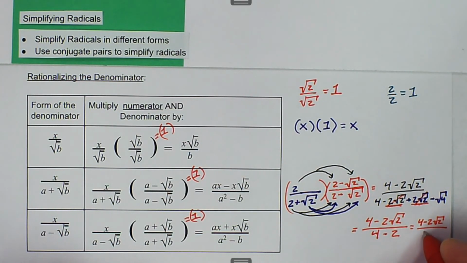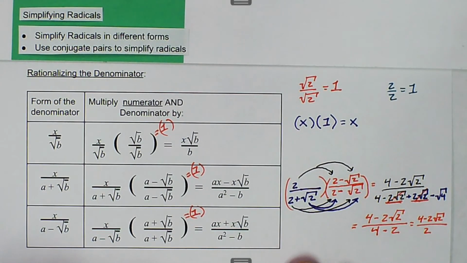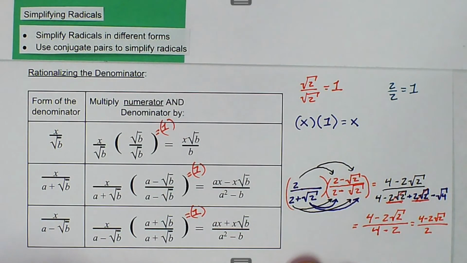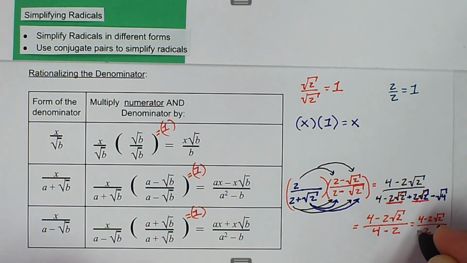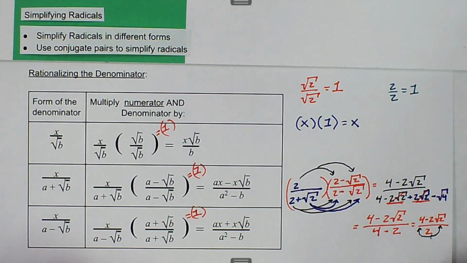4 minus 2 is 2. And the last thing we can simplify is we can divide the 2 by both terms that are above. So 2 can divide into that term, and 2 can divide into that term. And then we get 4 divided by 2 is 2. And 2 divided by 2 is 1. So it's 2 minus the square root of 2.